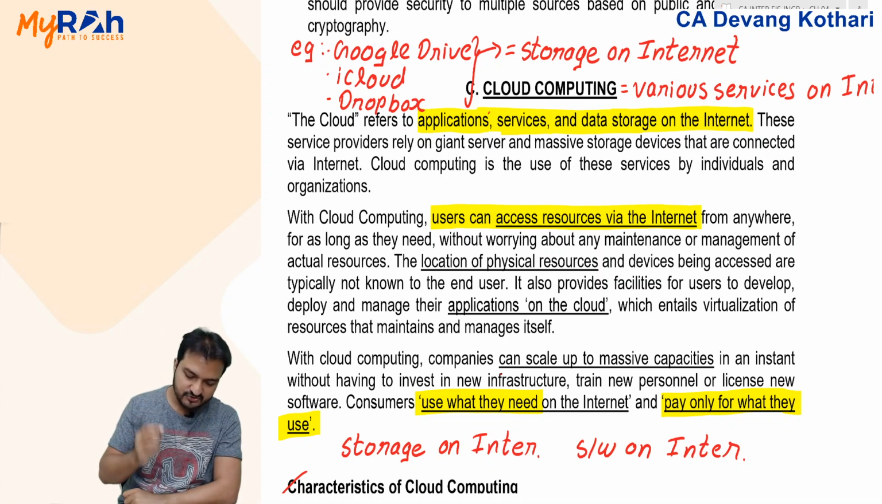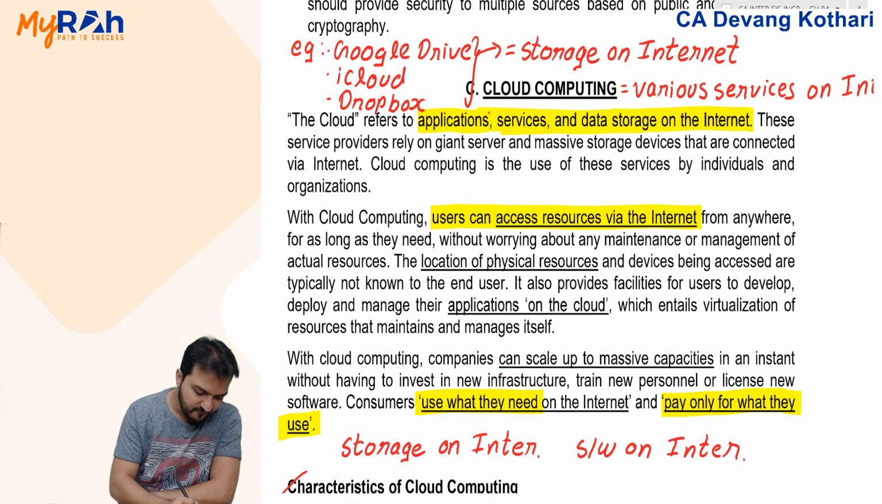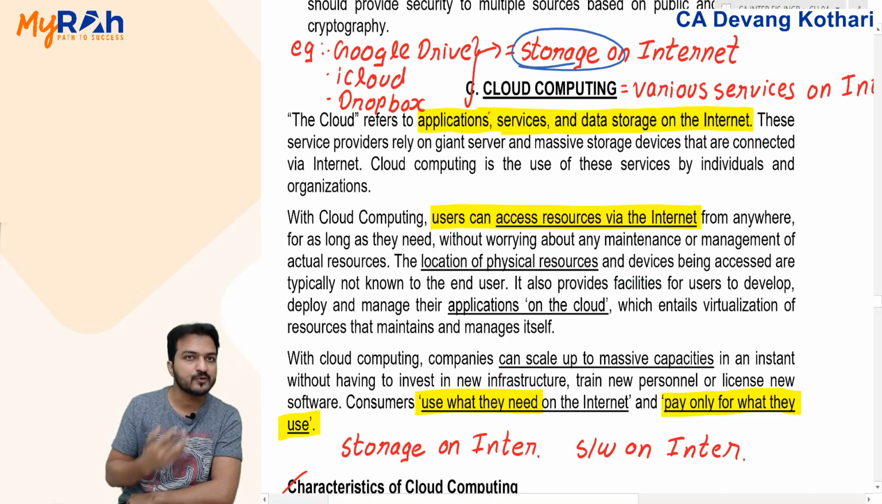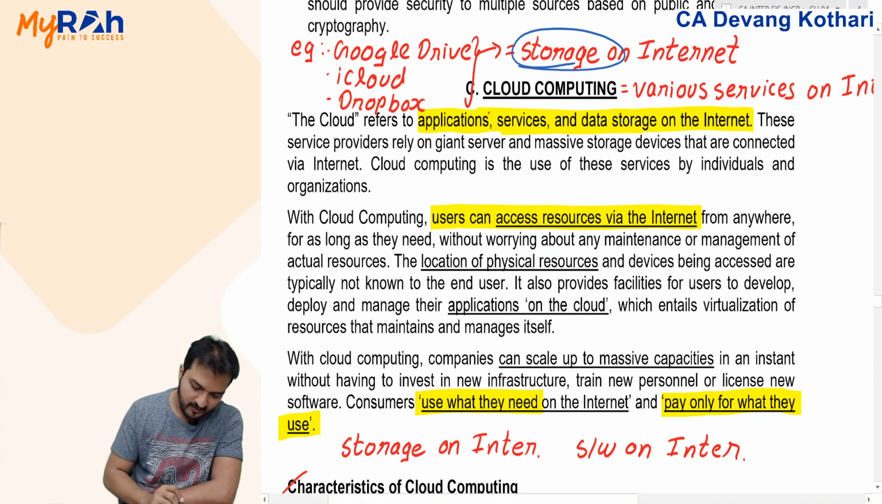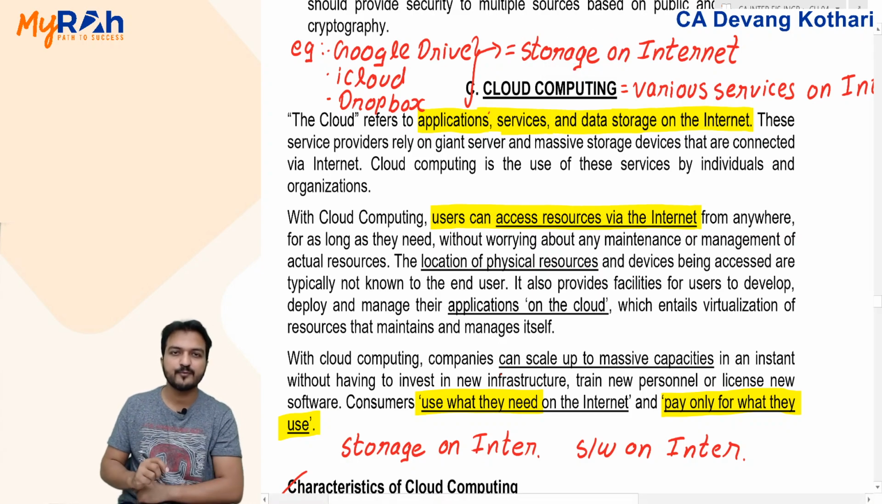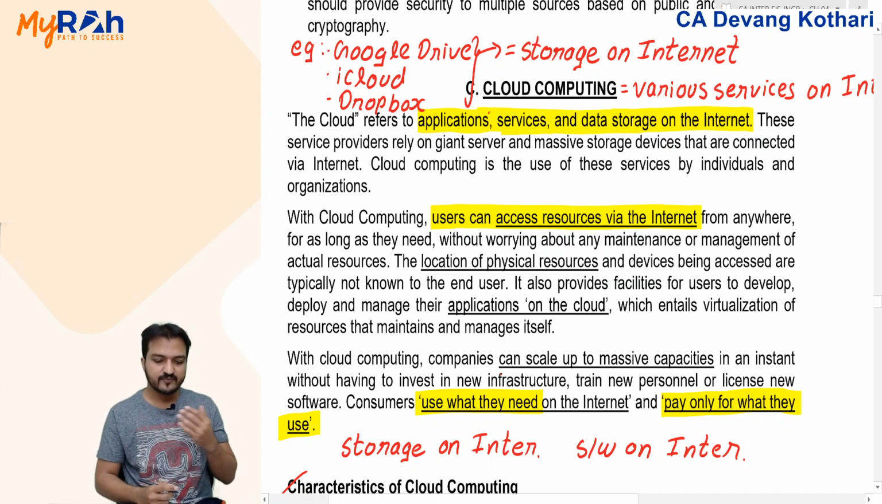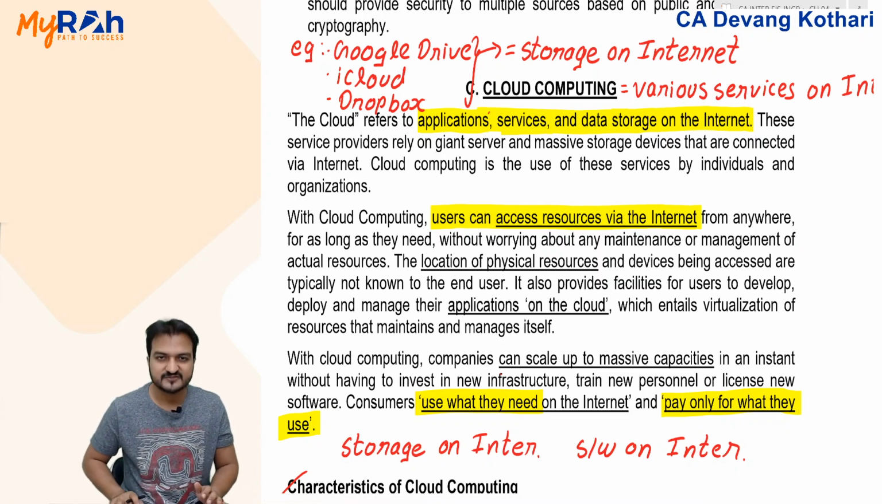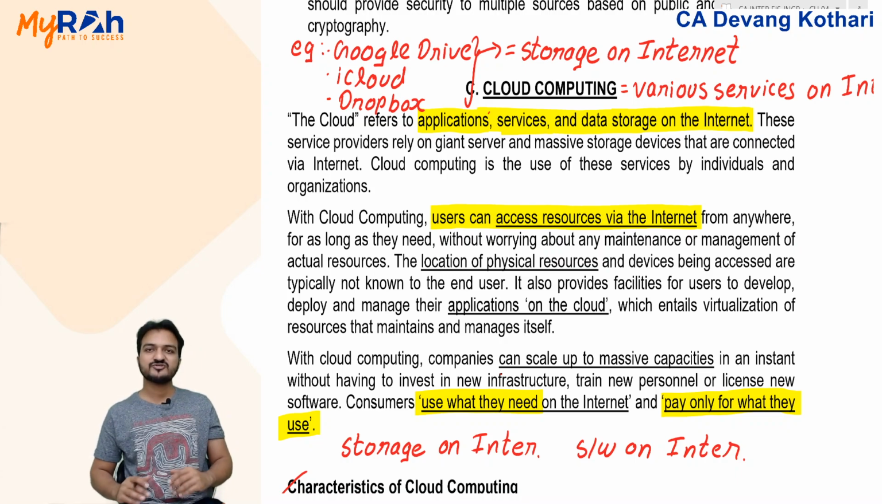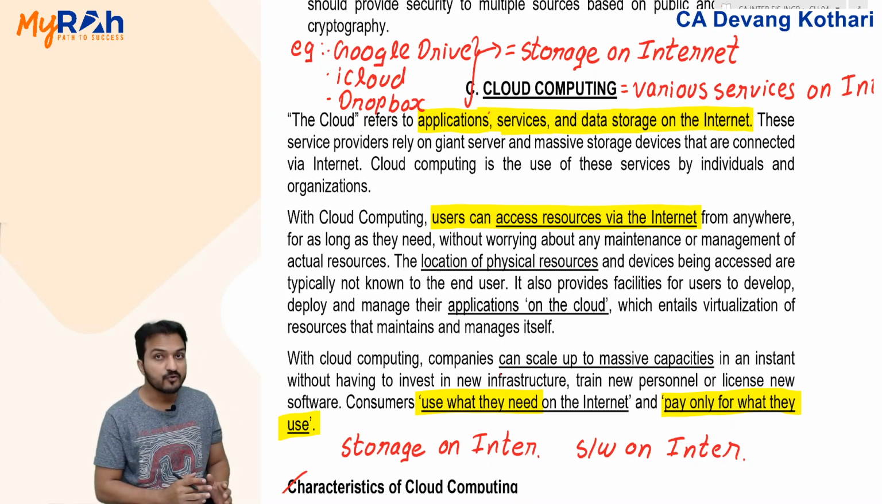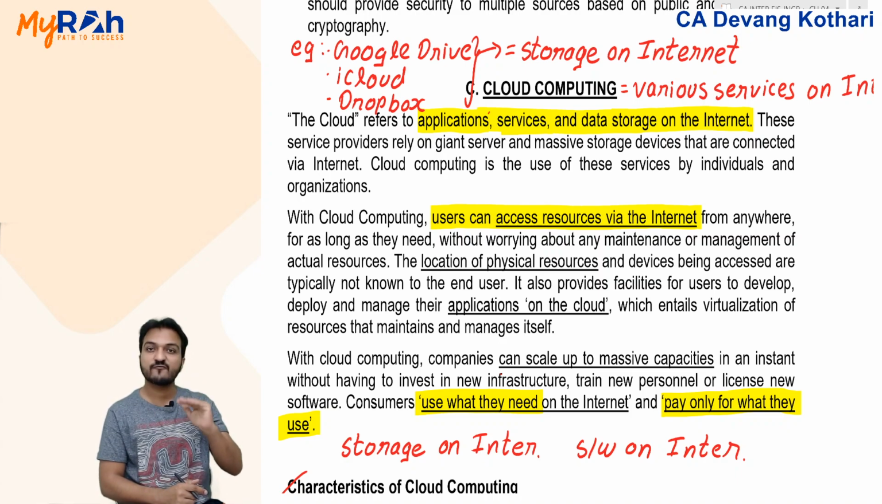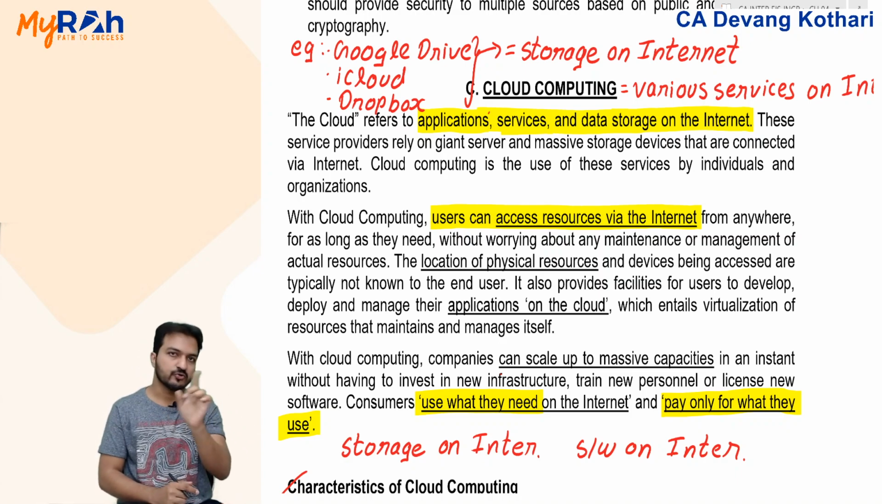So cloud computing is basically various services on the internet. Services like storage on the internet, or maybe even processing on the internet. The most common use of cloud computing that you might have known was storage on the internet. But I made you realize that for companies and industries, the most beneficial use of cloud computing is software on the internet, not storage on the internet.